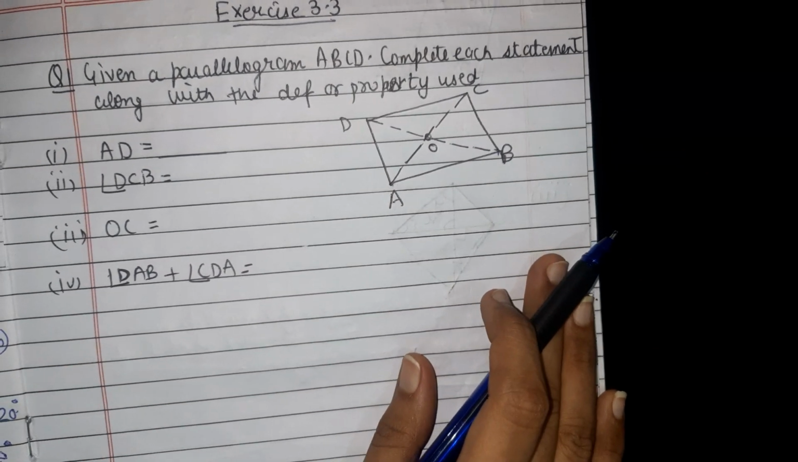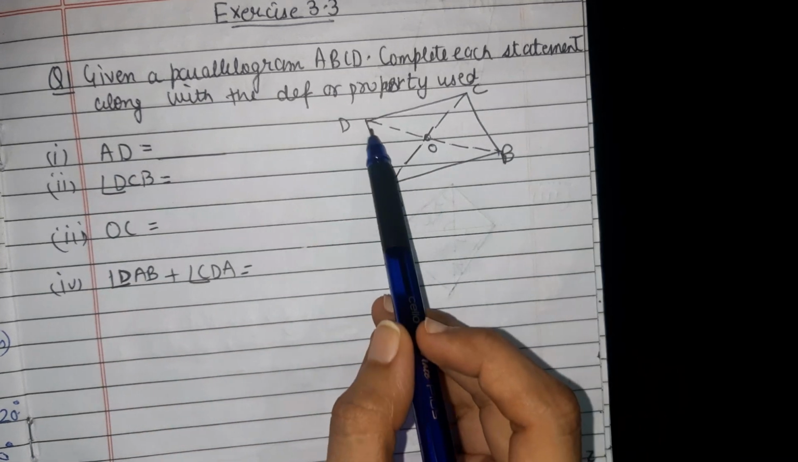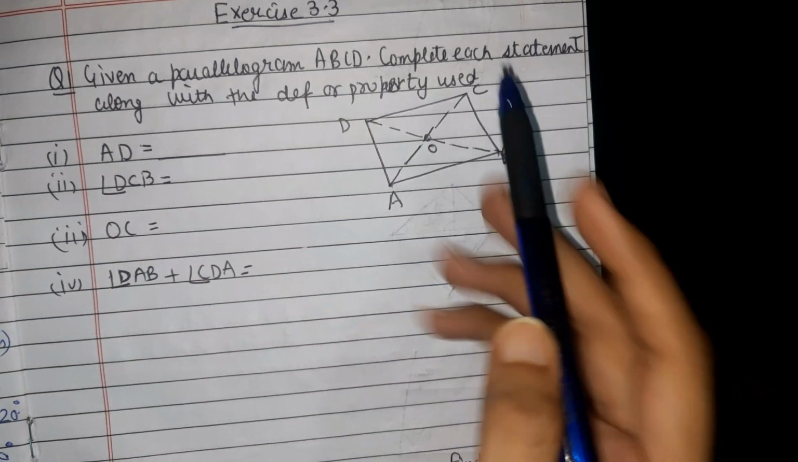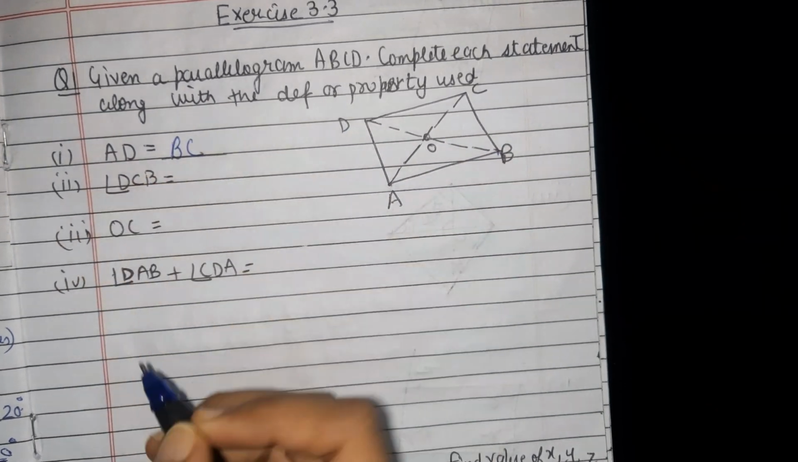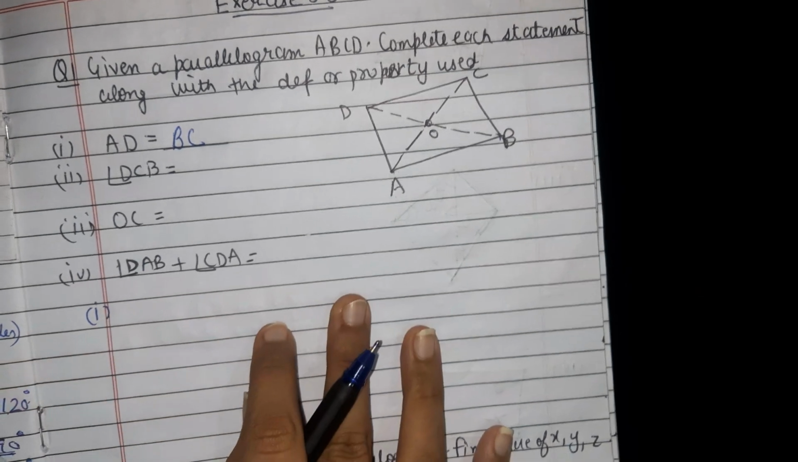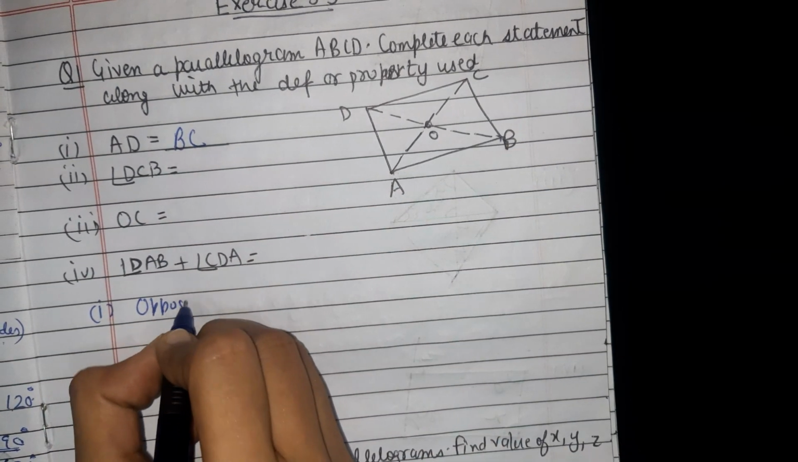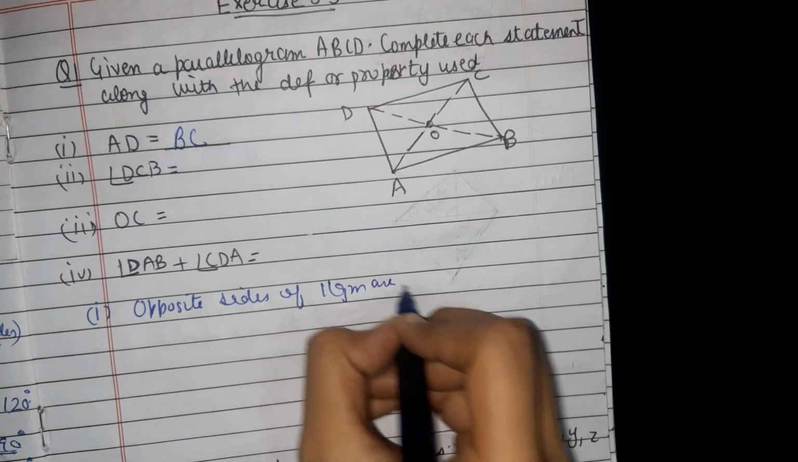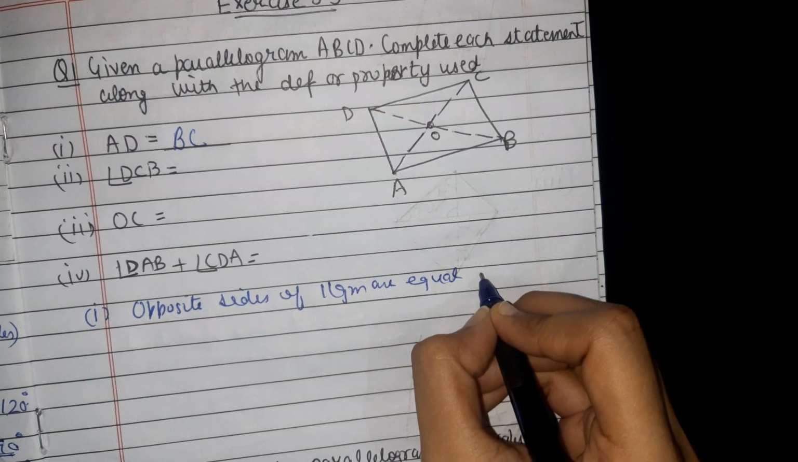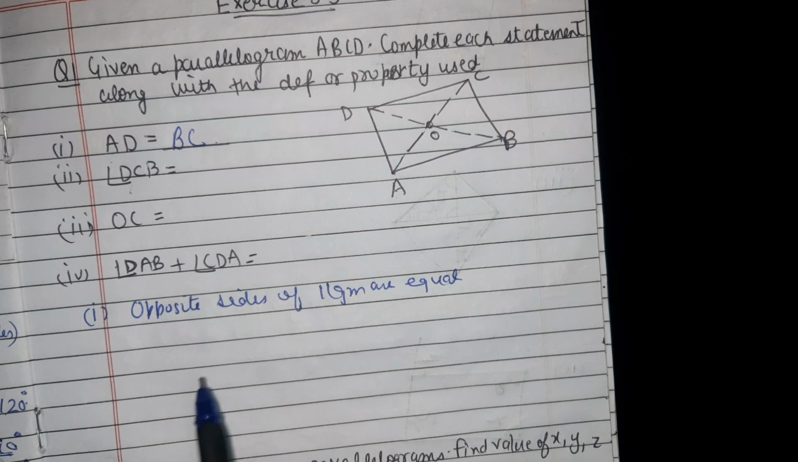So based on these properties, we have to see AD is equal to, so AD is this side, AD is equal to BC. And the reason behind that is AD is equal to BC because the opposite sides of the parallelogram are equal and parallel. Okay, you can write parallel as well, but the reason behind AD equals BC is that the opposite sides of the parallelogram are equal.